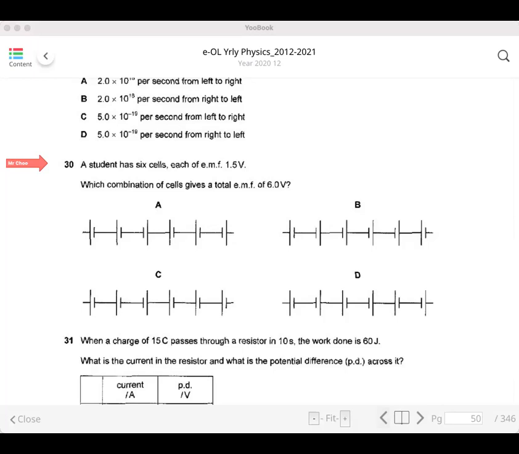Oscar, incorrect. Try again. Bei Kwan, well done. Harry, well done. Yiting, well done.